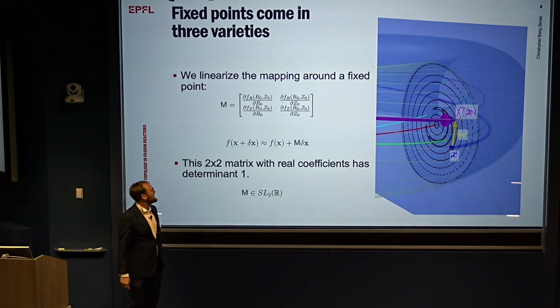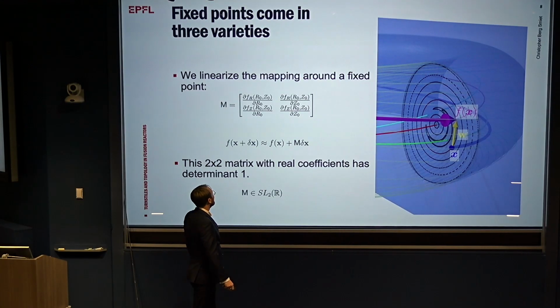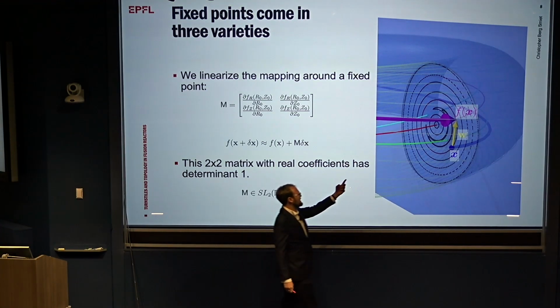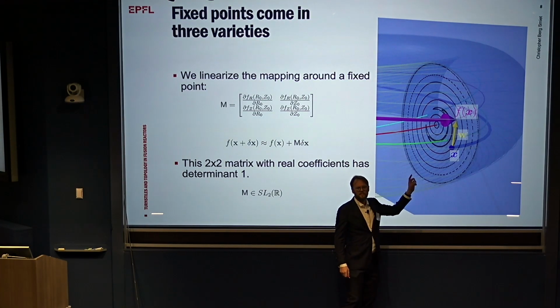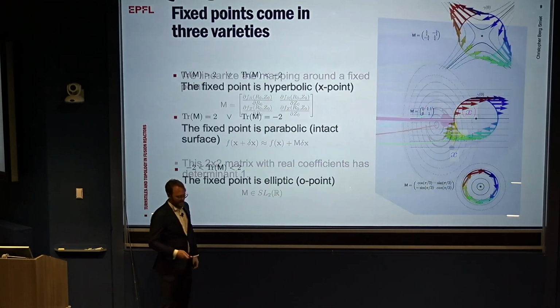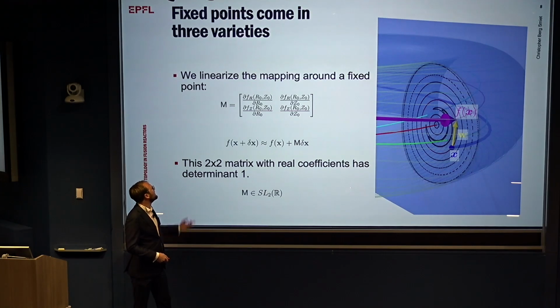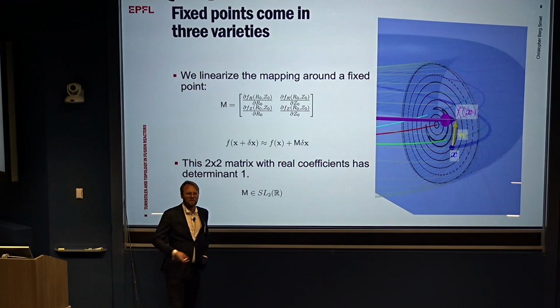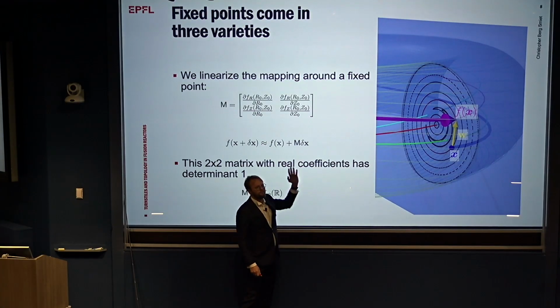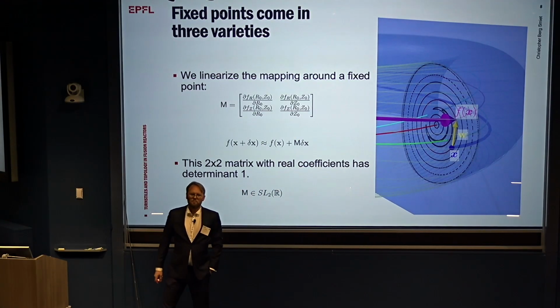So we can analyze these fixed points using the linearization of the mapping around the fixed point. So we ask, if we take a little step in R and if we take a little step in Z, how does F_R, how does F_Z change? Now what we get is a 2x2 matrix with real coefficients, because we differentiated real quantities, that linearly describes to first order the effect of that mapping.